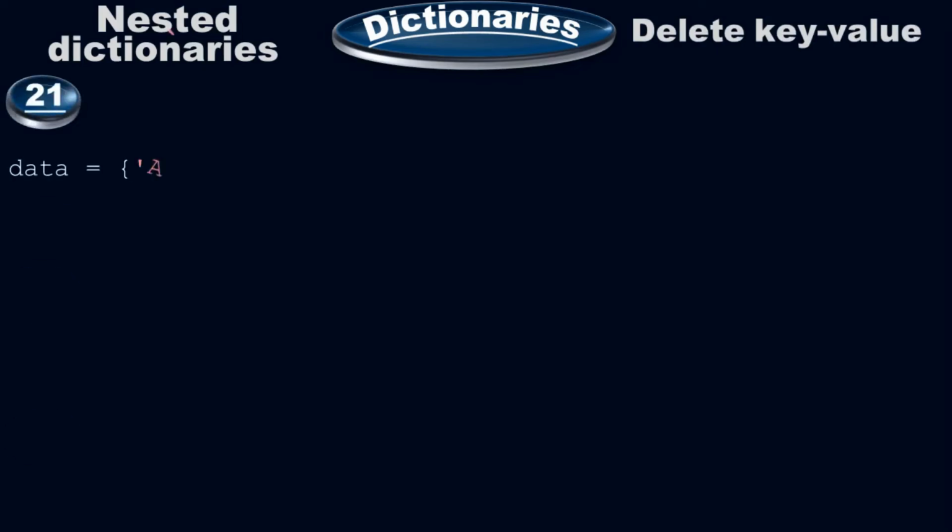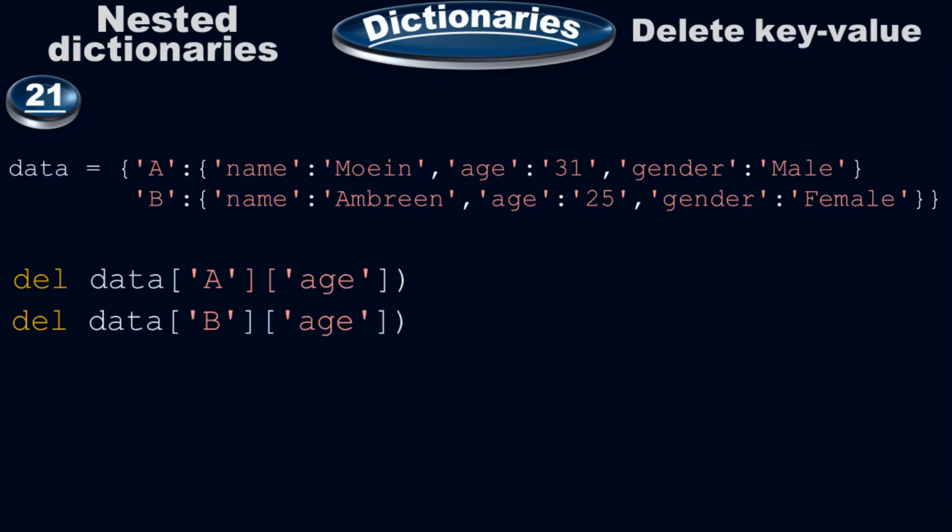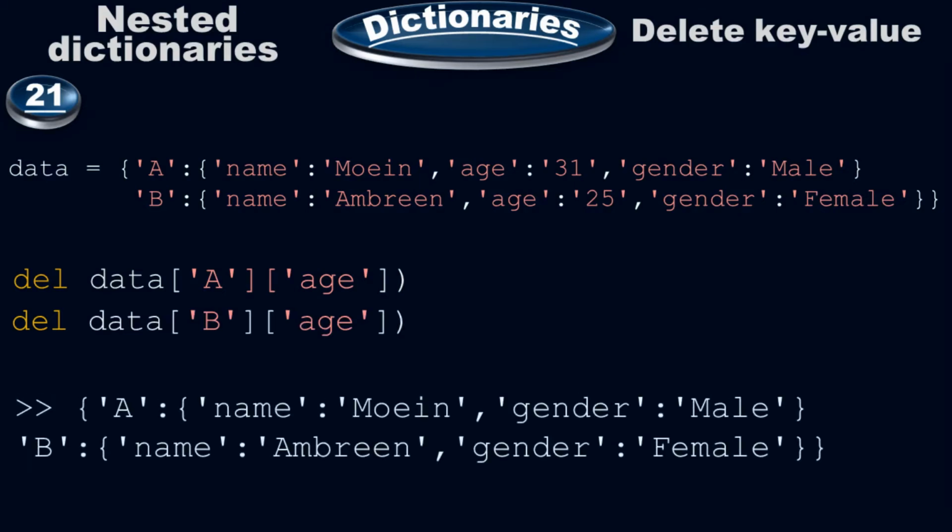Example number 21. Data equals to A. Name Moein, age 31, gender male. B. Name Umbreen, age 25, gender female. Delete data of A with the edge. Delete data of B with the edge. It will return this output here.